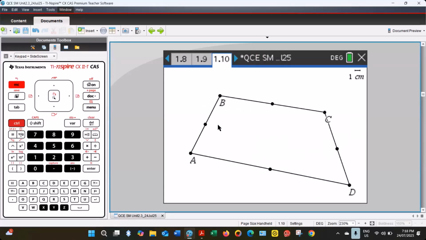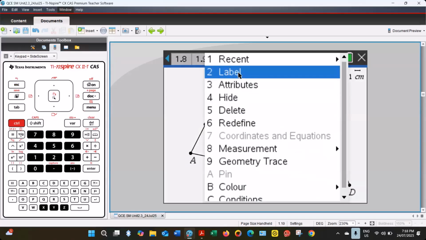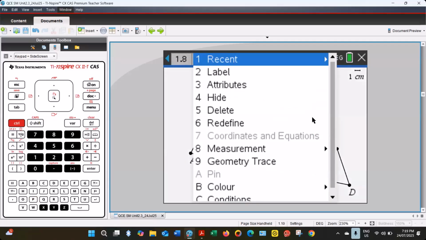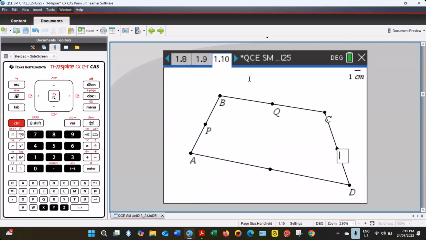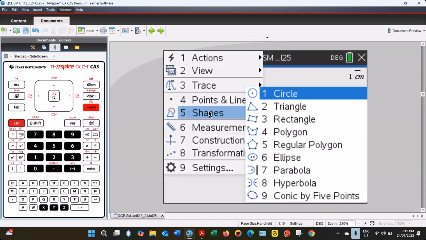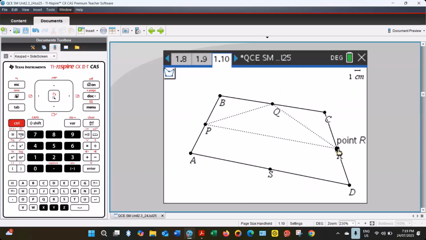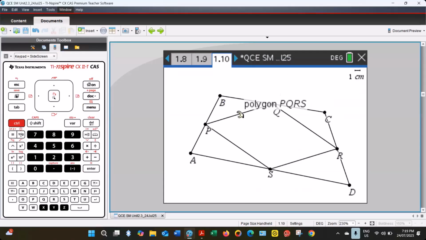Go. I'll escape there. Now, I do want to label them because I need to be able to know what side I'm talking about. So a quick label. It's certainly faster if you're using the software than if you're using the handheld to label. And I'm going to draw another quadrilateral joining those sides. So polygon again. Escape, and I'll shade that.